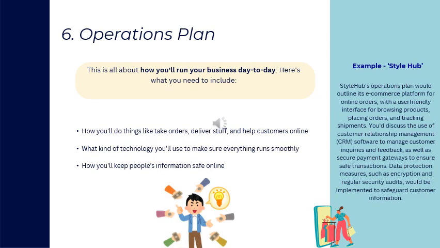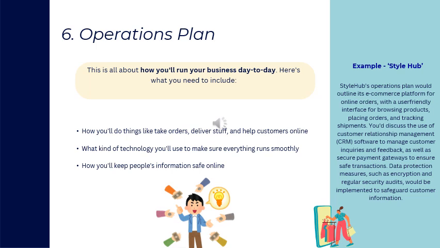Part 6. Operation Plan. This is all about how you will run your business day to day. Here is what you need to include: how you will do things like take orders, deliver stuff, and help customers online; what kind of technology you will use to make sure everything runs smoothly; and how you will keep people's information safe online.